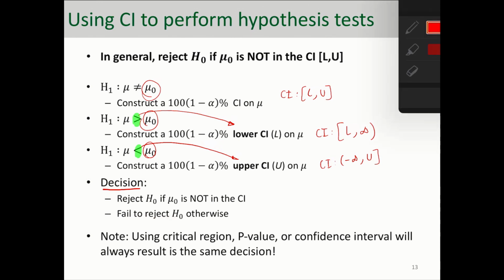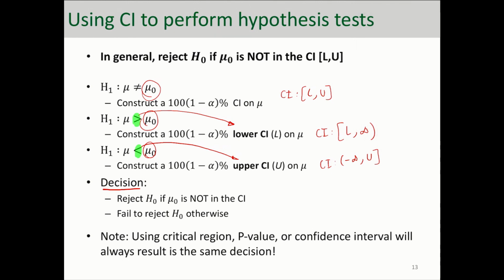A very important point here is that in hypothesis testing, we have these three methods of making decisions. We have critical region, we have p-value, we have confidence interval. It is very important to remember that these three methods will result in the same decision. These are just different ways of making a conclusion about a hypothesis test. And all three of them will give you the same conclusion. It's just different ways of conducting the hypothesis test.